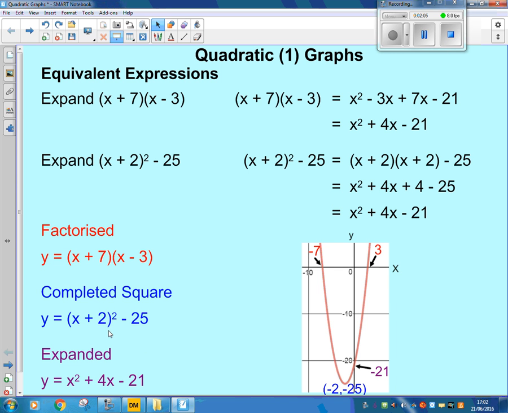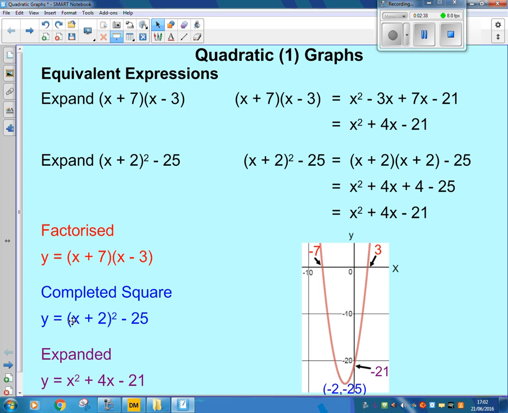Well, that occurs where the x plus 2 all squared is 0, because the lowest that anything squared can be is 0. And so, if you have x equal minus 2, that makes the x plus 2 all squared 0, because you get minus 2 plus 2 is 0, 0 squared is 0, and then you get 0 minus 25, so the y-coordinate would be minus 25. So if we put in x equals minus 2, you would get y equals minus 25.